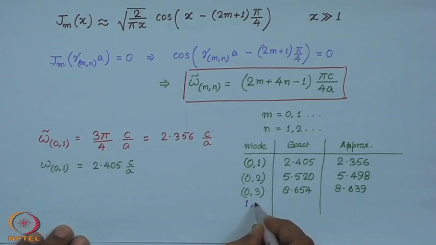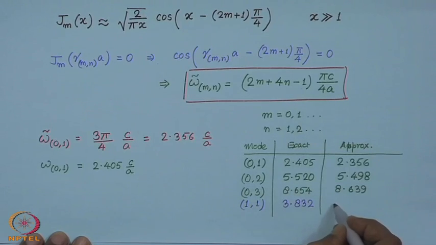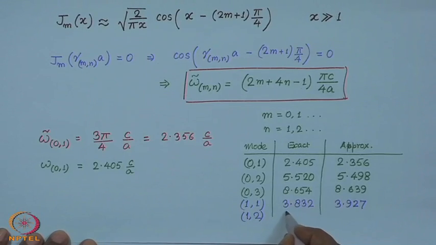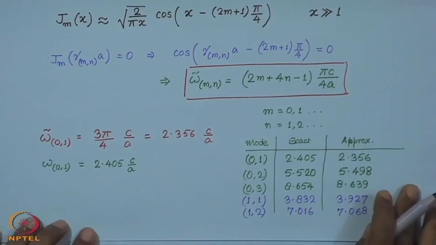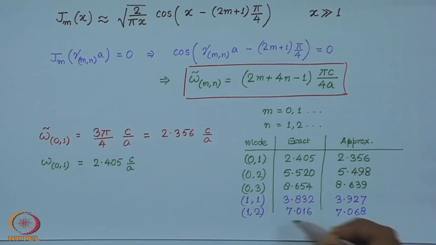Similarly, for 1 1, the exact solution is 3.832 and the approximation obtained from here is 3.927. For 1 2, the exact is 7.016 and the approximation obtained from here is close. Like this you can see that as you go to higher modes, in each case you are approaching the exact solution. So, that is the argument for a large value of the argument.